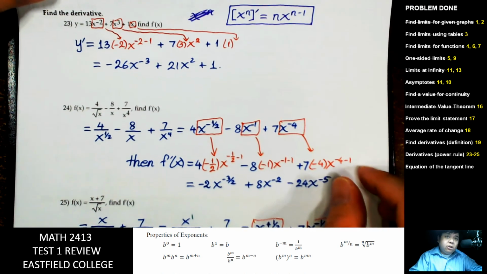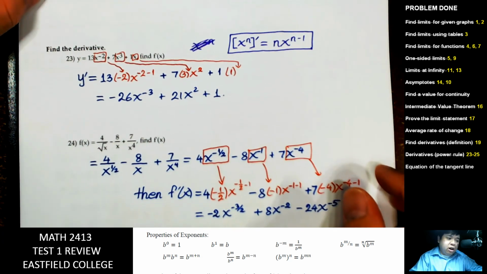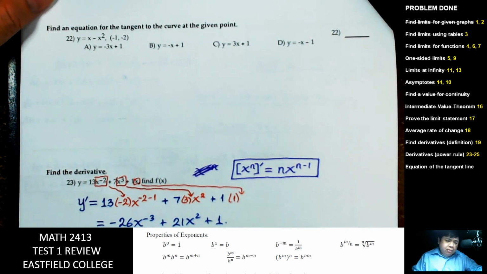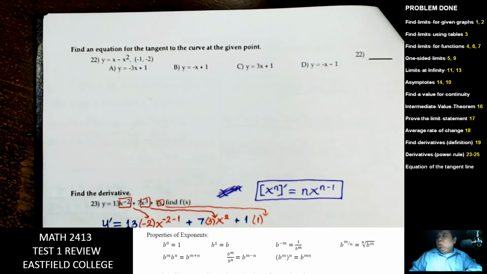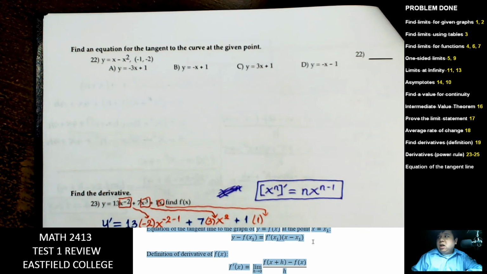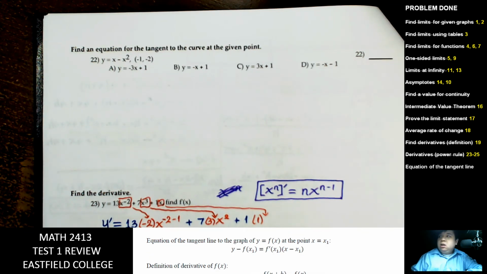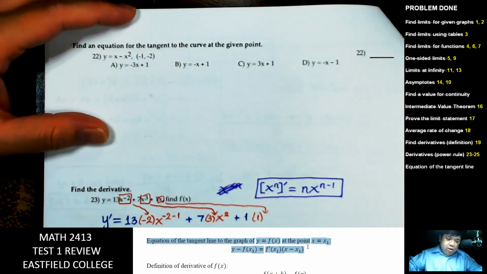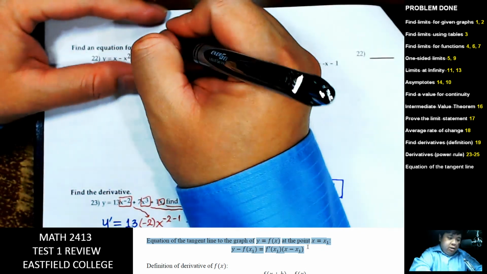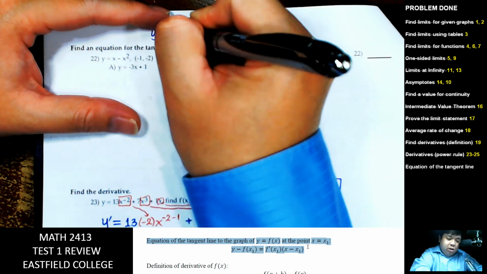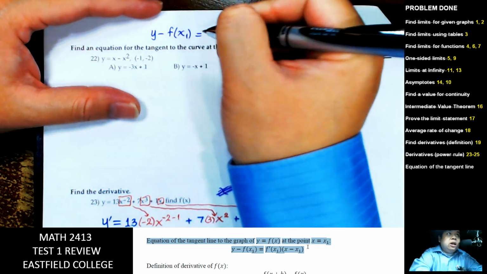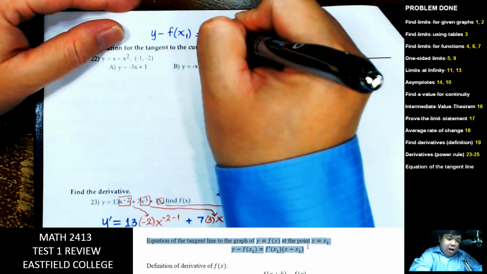Right. The last topic is the equation of tangent line. So that will be 22. For this one, we do not need to use the definition of derivative. We just use the power rule or whatever the rule is. Equation of tangent line is that. So let me write out: y minus the value of the function at the point equals derivative at that point times x minus x1.